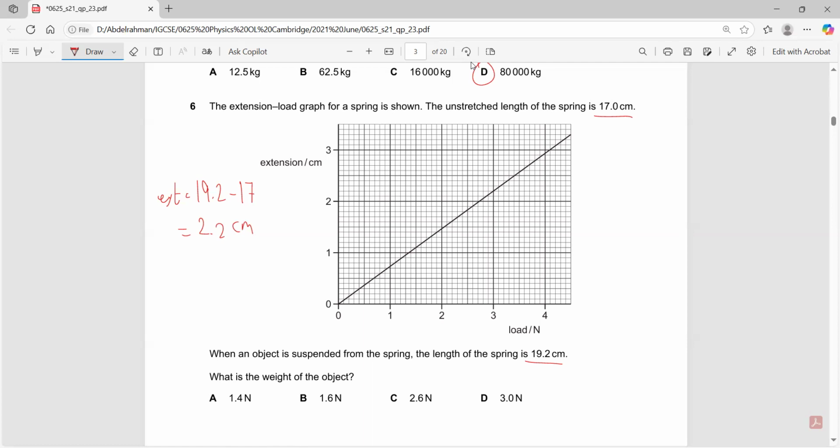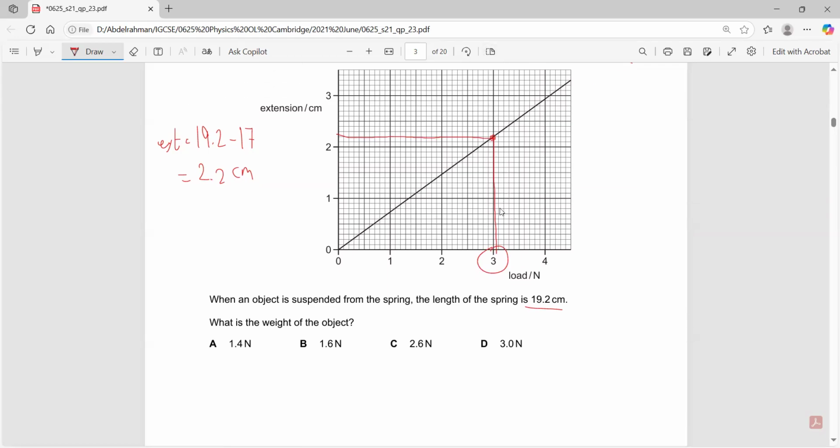So from the extension axis, I need to draw a line at 2.2 until I reach the line. And then at this point, I will draw another line. So the load is 3 newtons.